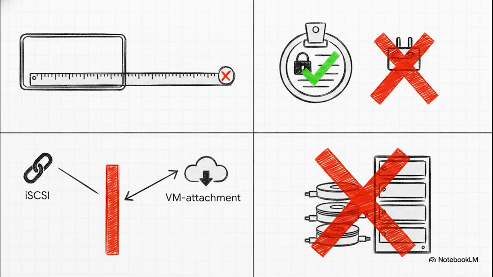Rule 3 is the attachment limit. Remember that iSCSI initiator access and direct VM attachment are mutually exclusive. And Rule 4 is the data store rule. Never use volume groups as data stores for ESXi or Hyper-V hosts. And really, this brilliantly illustrates Nutanix's whole design philosophy. Clear, strict boundaries that ensure high performance and absolutely zero ambiguity in your storage paths.